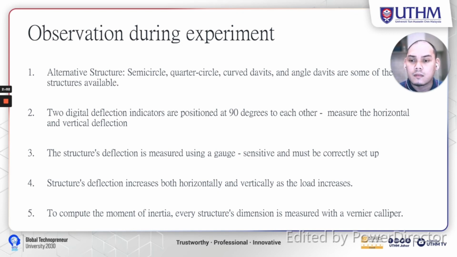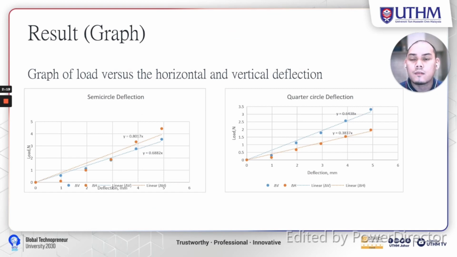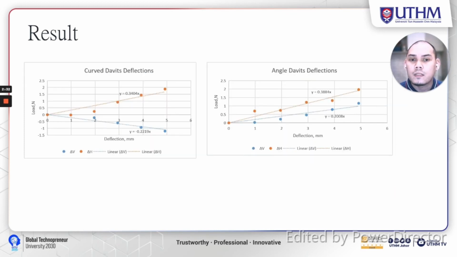Next, the structural deflection increases both horizontally and vertically as the load increases. And finally, to compute the moment of inertia, every structure dimension is measured with vernier caliper. Here is the result, which is the graph that we plot after doing the experiments. There are 4 types of graph, which represent the symmetrical, quarter circles, curve Davids deflections, and angle Davids deflections.